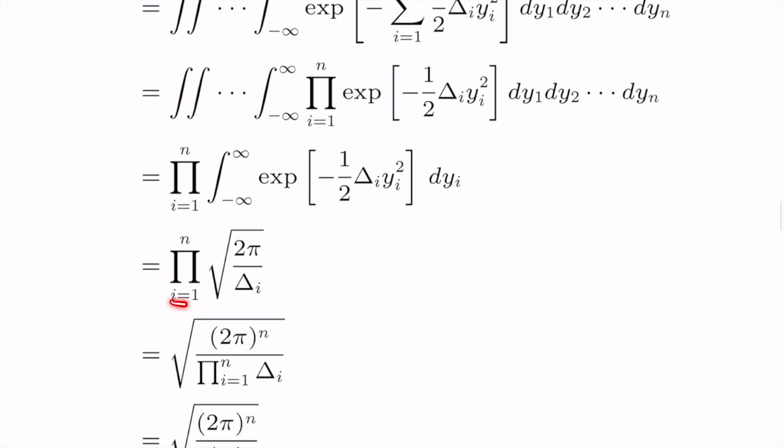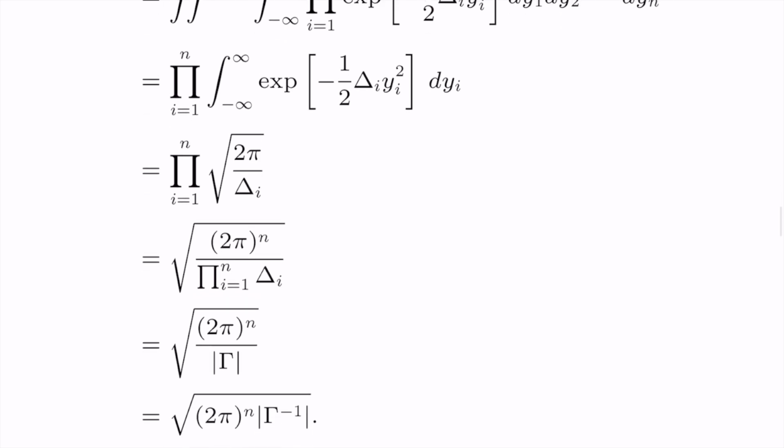Now, put this product inside the square root. We have 2 pi to the power of n in the numerator and the product of delta i's in the denominator. However, this product is the determinant of gamma, according to the result we have presented before. And 1 over determinant of gamma is the determinant of gamma inverse. So there we have it.